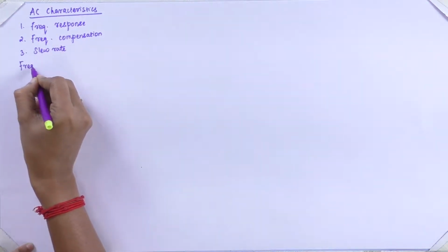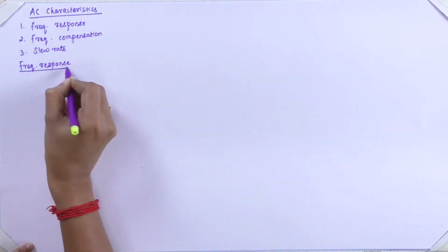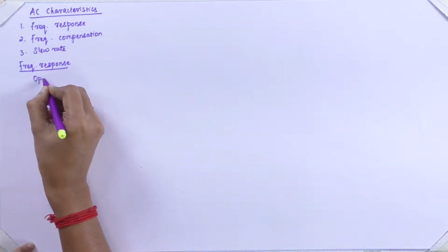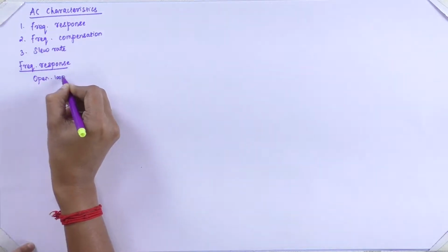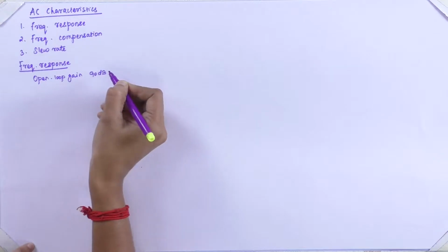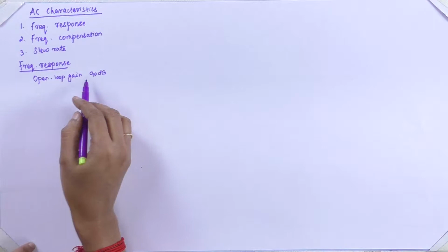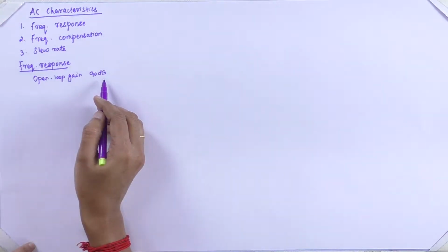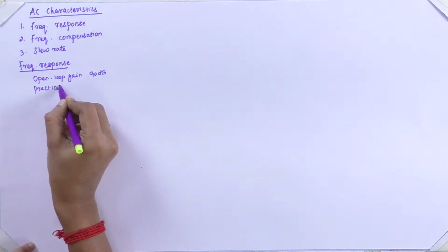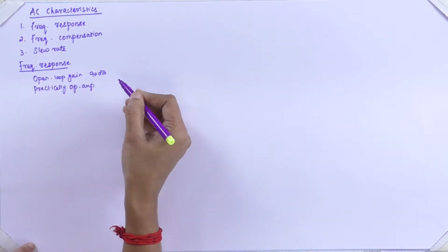In the frequency response, we are going to look into the steady state characteristics. Ideally, the open loop gain maintains 90 decibels. So for DC, the open loop gain will maintain 90 decibels. Practically, it will decrease from 90 decibels.